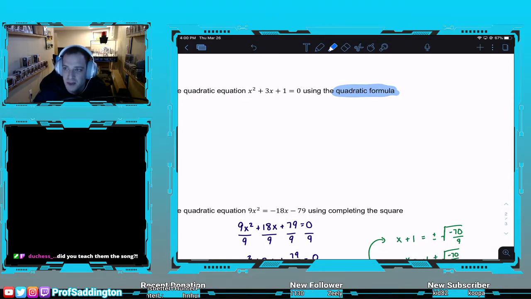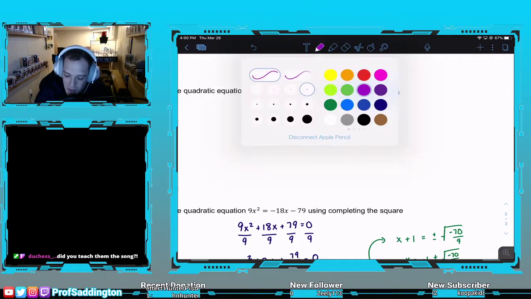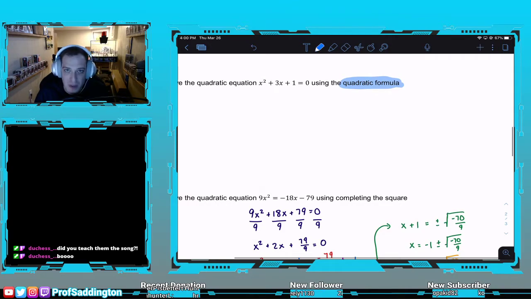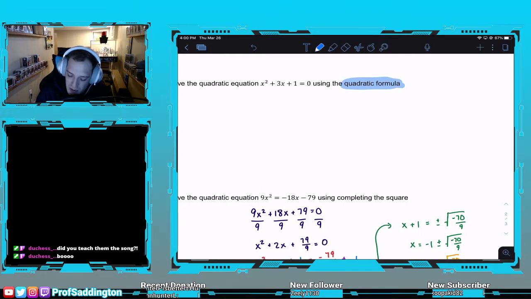Oh my gosh, my wife wants me to play the song for you guys. I don't want to play the song right now. I think we played it one time in class. I think I found the Taylor Swift one or something like that. I might have played it last year, the Taylor Swift version of the quadratic formula. Or Justin Bieber, I don't remember what we did.